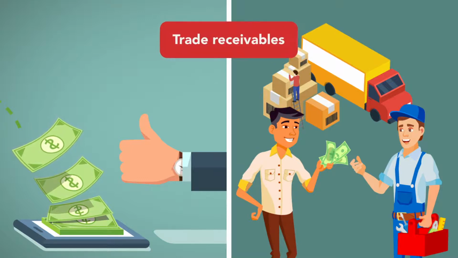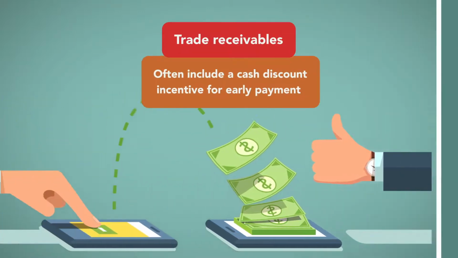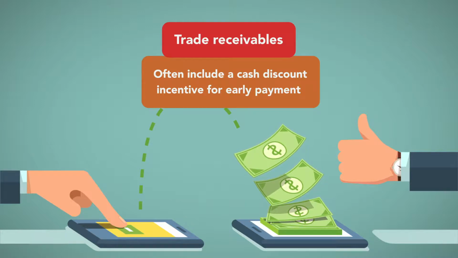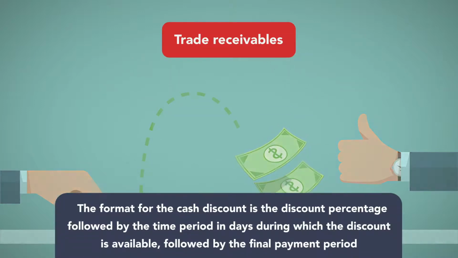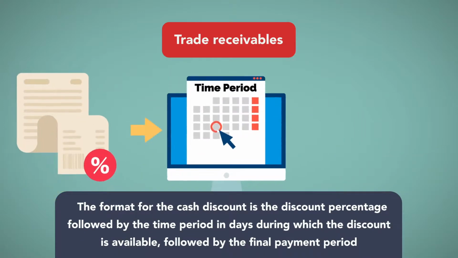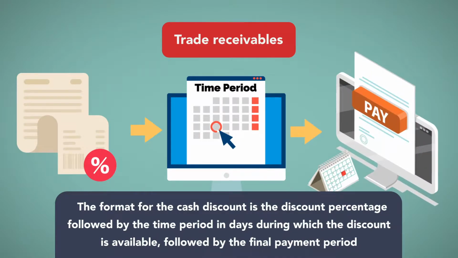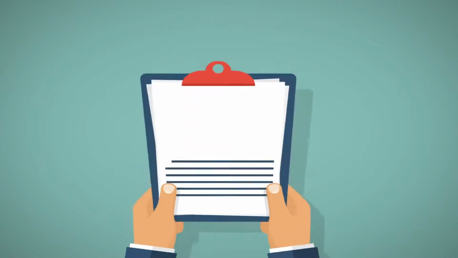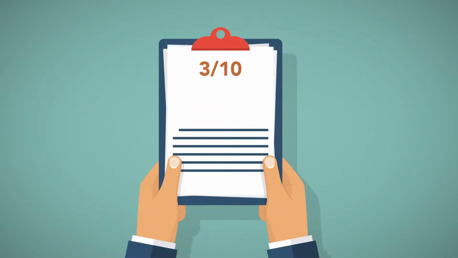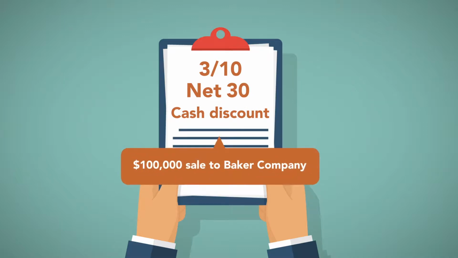These are called trade receivables, and often include a cash discount incentive for early payment. The format for the cash discount is the discount percentage followed by the time period, in days, during which the discount is available, followed by the final payment period. For example, Acme Corporation extends a 3/10 net 30 cash discount for a $100,000 sale to Baker Company, one of the buyers of Acme's products.